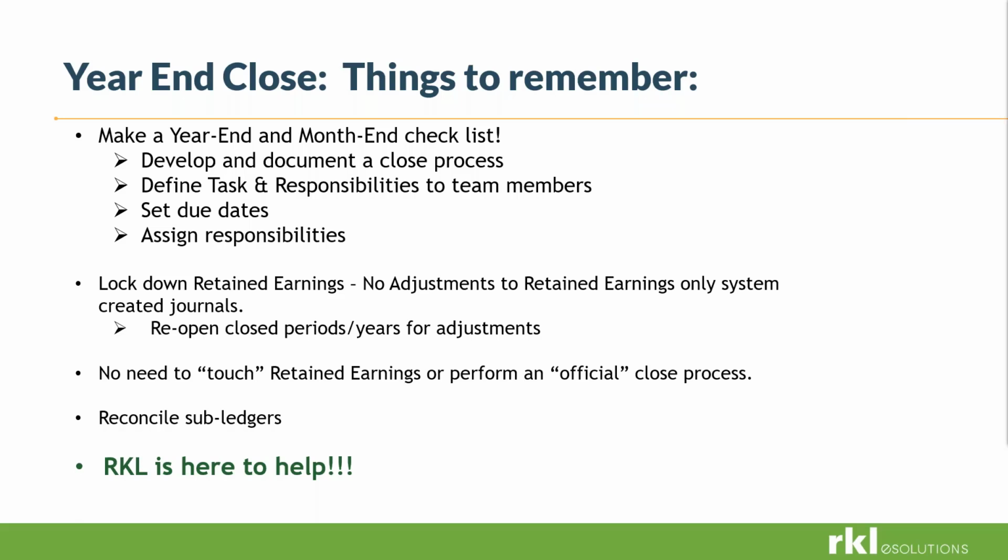Lock down retained earnings. What you want to do is make sure there are no adjustments to retained earnings. Only system-created journals should hit retained earnings, and you want to make sure you check that. There isn't a lockdown feature, but we can create some sort of smart rule that will flag if somebody made a journal entry or will prohibit journal entries. So reach out to us if you need that.